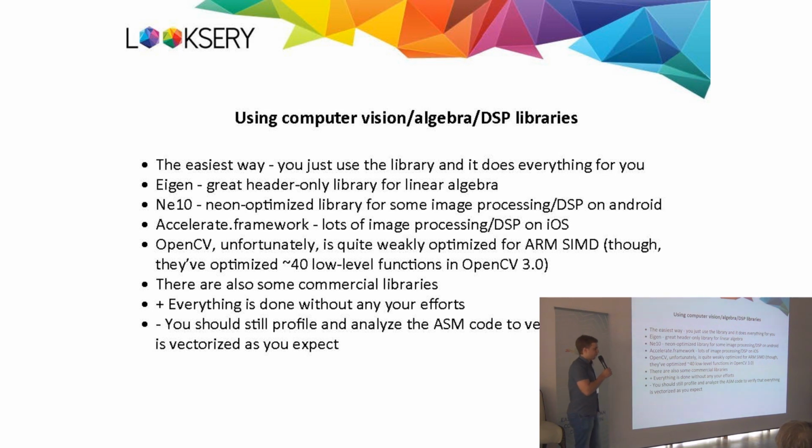hardware-accelerated fast Fourier transforms, which is present but isn't well supported in Eigen. Accelerate framework is for iOS, and it has a lot of different image processing functions, and DSP and linear algebra too. OpenCV, unfortunately, is quite weakly optimized for Neon, but they have optimized some functions, from what I know, like 40 functions in OpenCV 3.0. So if you're still using previous versions, this might be a good chance to move further.